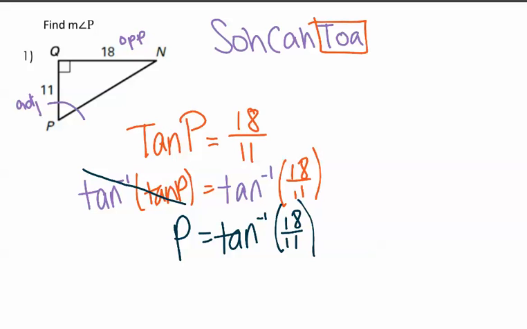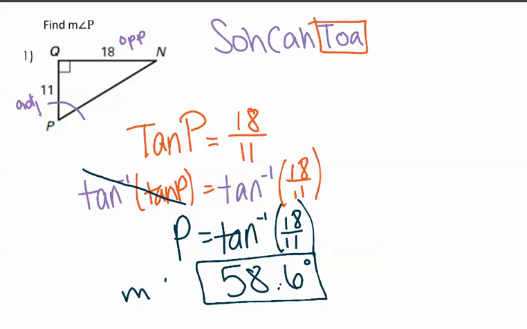Now on your calculator, I want you to try to type that in. You're probably going to have to press the second function, so second tangent, parentheses will pop up, you'll put 18 divided by 11, and you should get 58.6. This 58.6 is a degree measure. That's representing the measure of angle P.